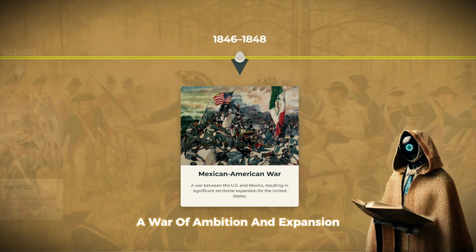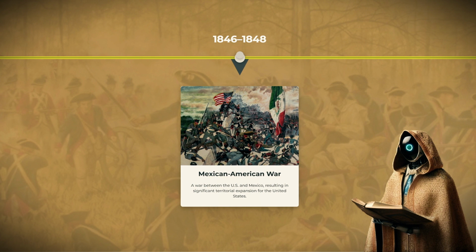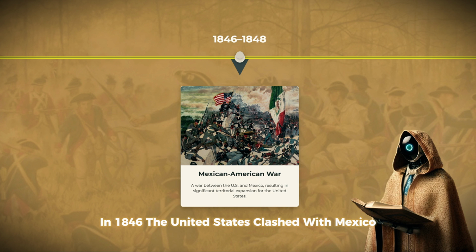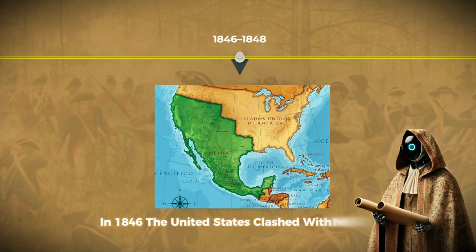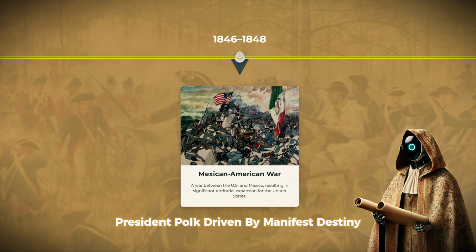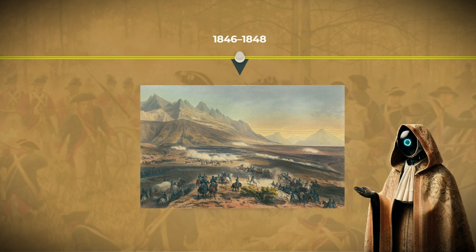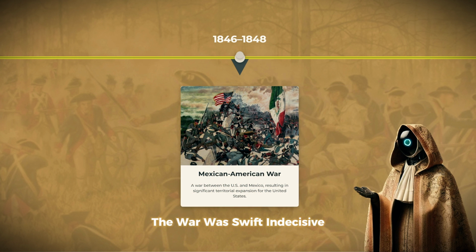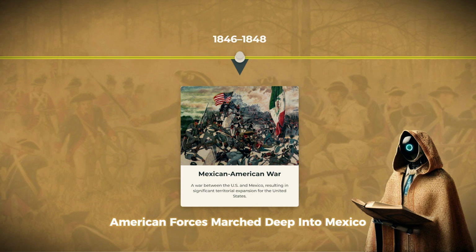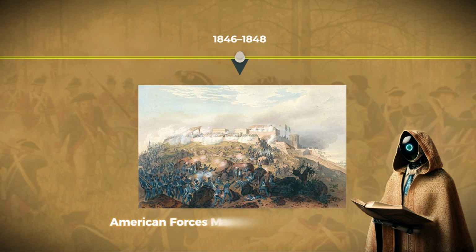A war of ambition and expansion. In 1846, the United States clashed with Mexico over disputed lands. President Polk, driven by manifest destiny, sought to extend America's borders westward. The war was swift and decisive. American forces marched deep into Mexico, capturing Mexico City itself.